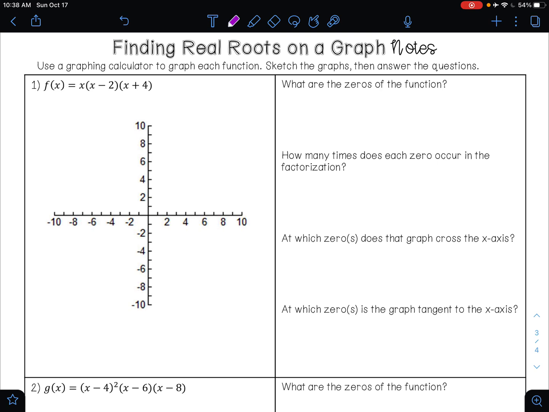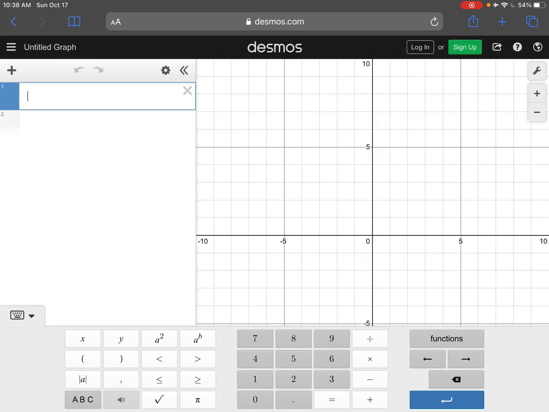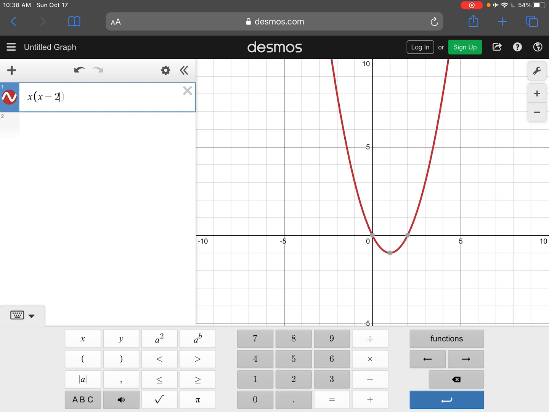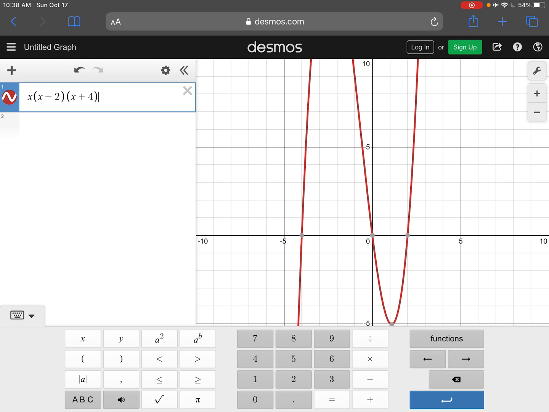Now you can either use a TI-84 calculator or any Texas Instruments graphing calculator, like the ones that we have in class, or if you're not in class, you can use Desmos. Right now I'm at home, so I am going to pull up Desmos. So I'm just going to desmos.com/calculator, and I'm going to type in that function. So I have x times x minus 2, and I'm just typing on my keyboard, and then x plus 4. And so this is that function.